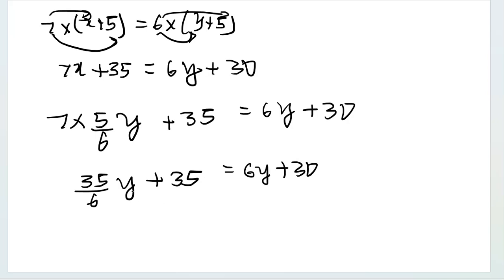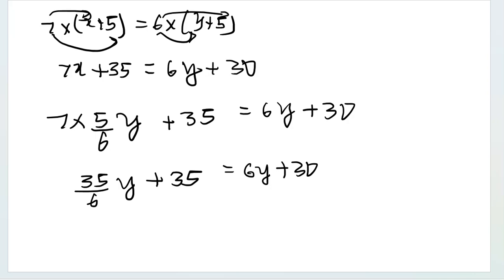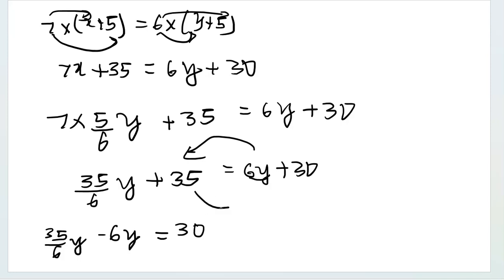Now we bring all these y's on one side and we take the numbers the other side. All these y's we bring on one side. So we take 35 upon 6y. This comes here, so it becomes minus 6y. And then we take 30. This 35 goes here, so it became minus 35. Now, over here, this is a fraction and this is a normal number, so we have to make the base same.